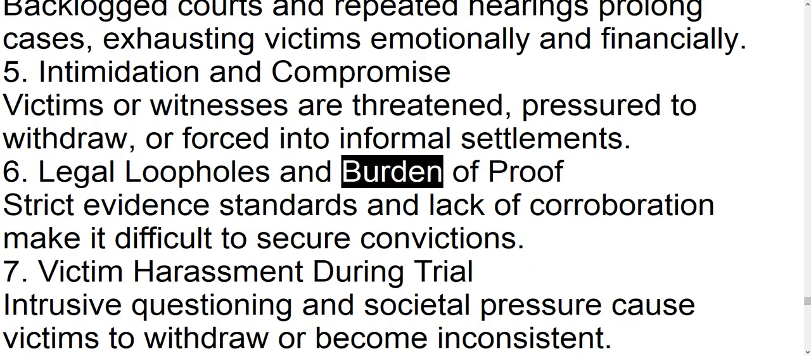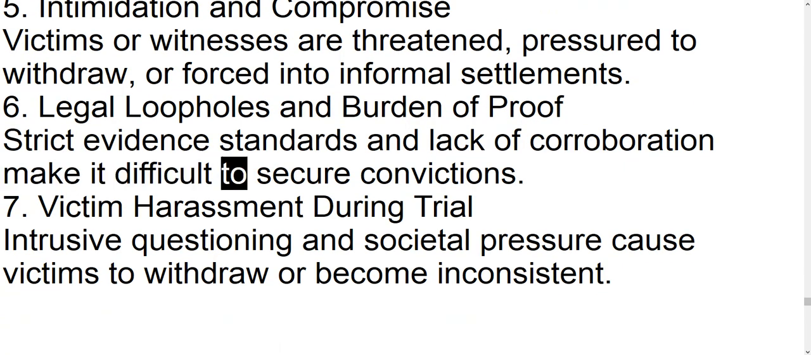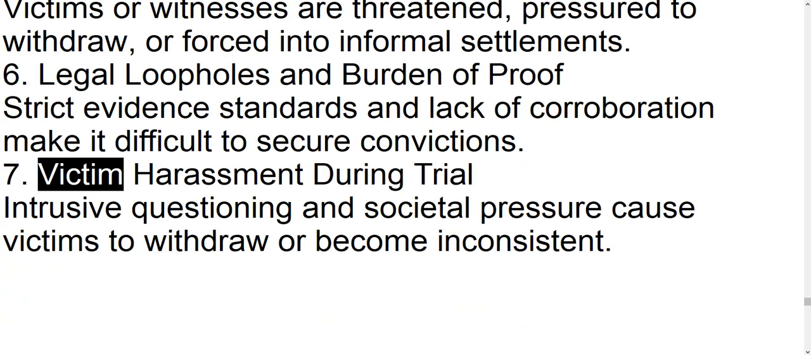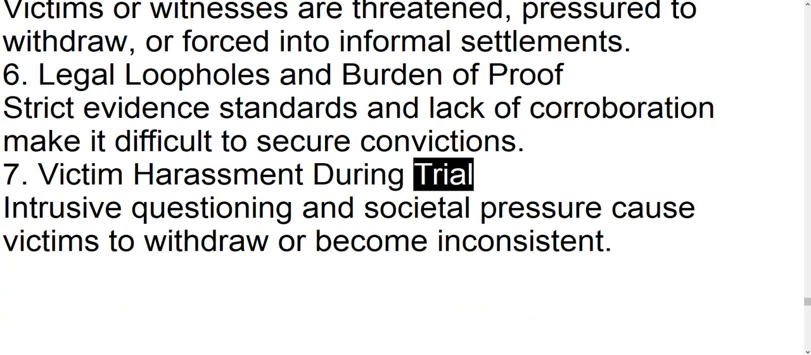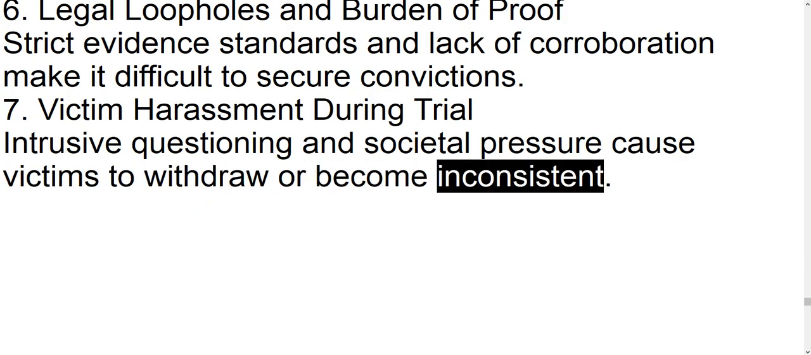6. Legal loopholes and burden of proof. Strict evidence standards and lack of corroboration make it difficult to secure convictions. 7. Victim harassment during trial. Intrusive questioning and societal pressure cause victims to withdraw or become inconsistent.